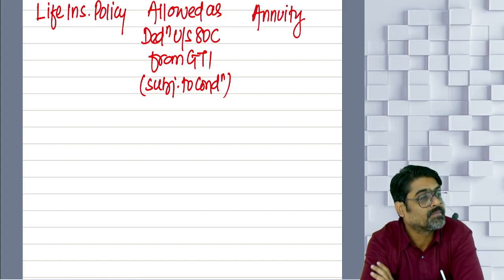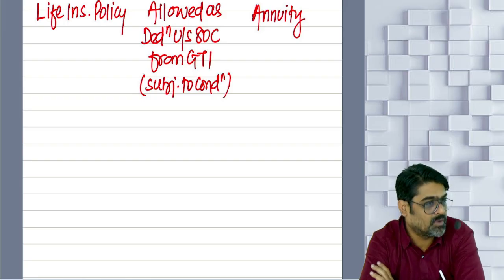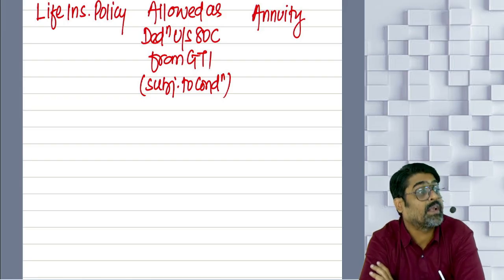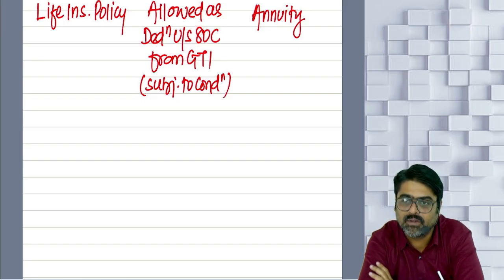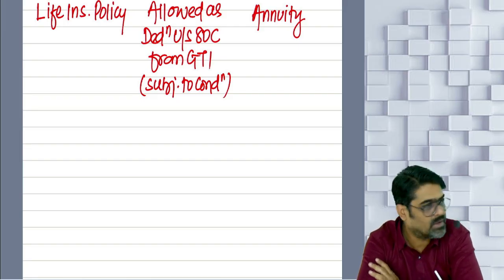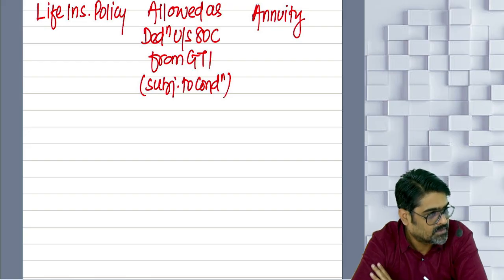What you can get? Because the life insurance policy you had taken was an annuity policy. Now what is the benefit of this policy? It is a life insurance policy. It will cover the risk of death.